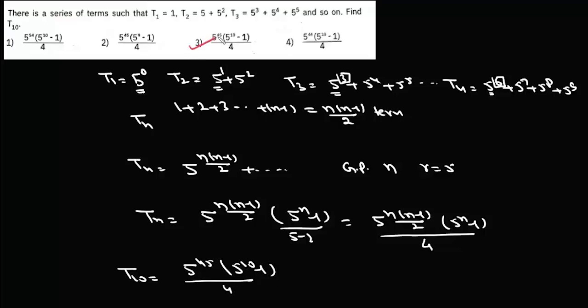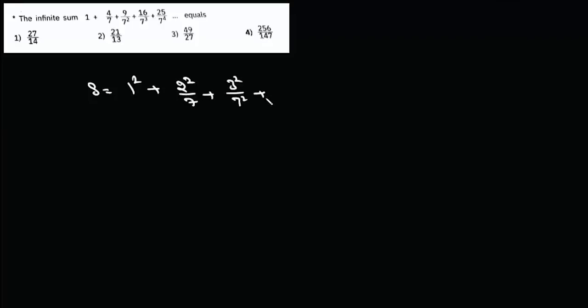option 3. Now in the question we need to find this infinite sum, which is 1 square plus 2 square by 7 plus 3 square by 7 square plus 4 square by 7 cube plus 5 square by 7 to the power 4 up to infinite.